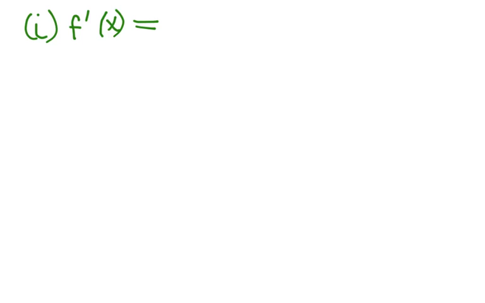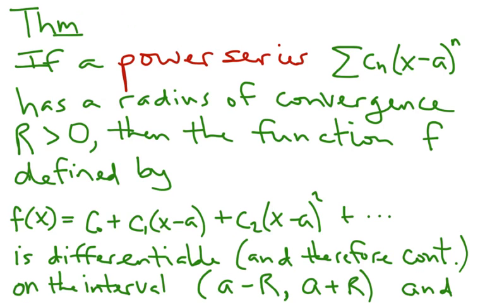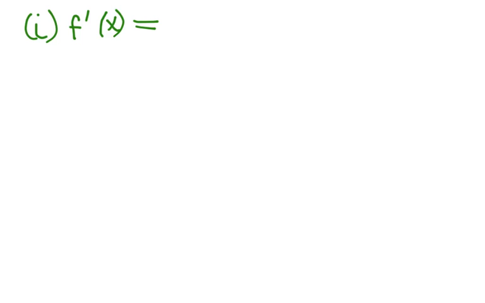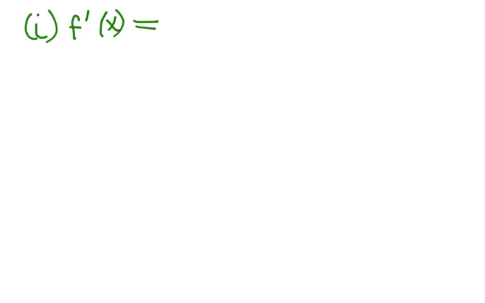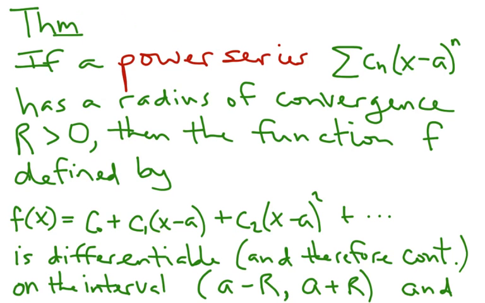f prime of x equals. Now we're going to work this out together. So let's look back here at f of x for a moment. We're going to take the derivative just term by term. The derivative of a constant, of course, is 0, so I'm not even going to write it down. The derivative of c sub 1 times x minus a is c sub 1.